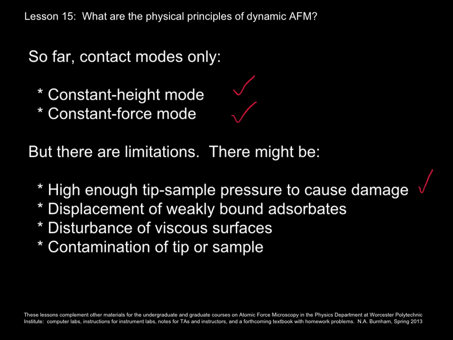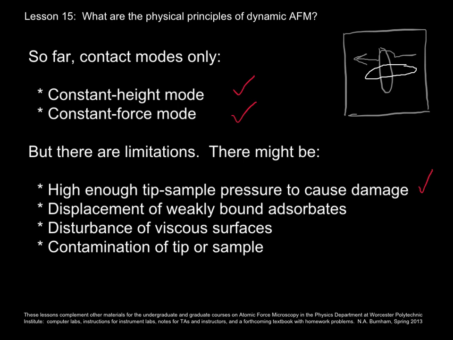There could be high enough tip sample pressure to cause damage, either to the tip or the sample. You could displace weakly bound adsorbates. So imagine a substrate like this, a carbon nanotube like this. The tip comes along and you'd like it to go up and over the carbon nanotube, continue on its way after registering that the carbon nanotube is there. But if there's not good adhesion between the nanotube and the substrate, then the tip just rotates the nanotube and continues on along its merry way without going up and over it. And so therefore, you never see that it is there.